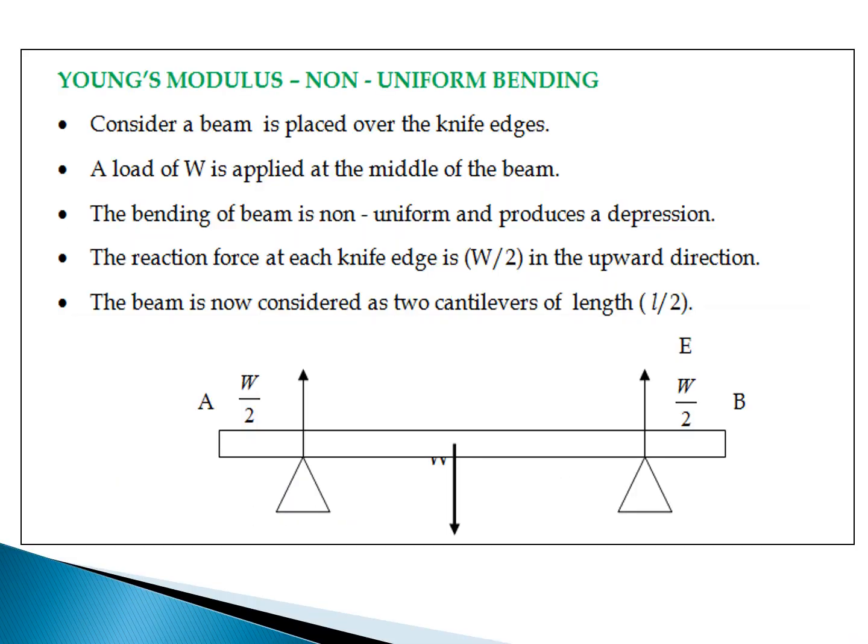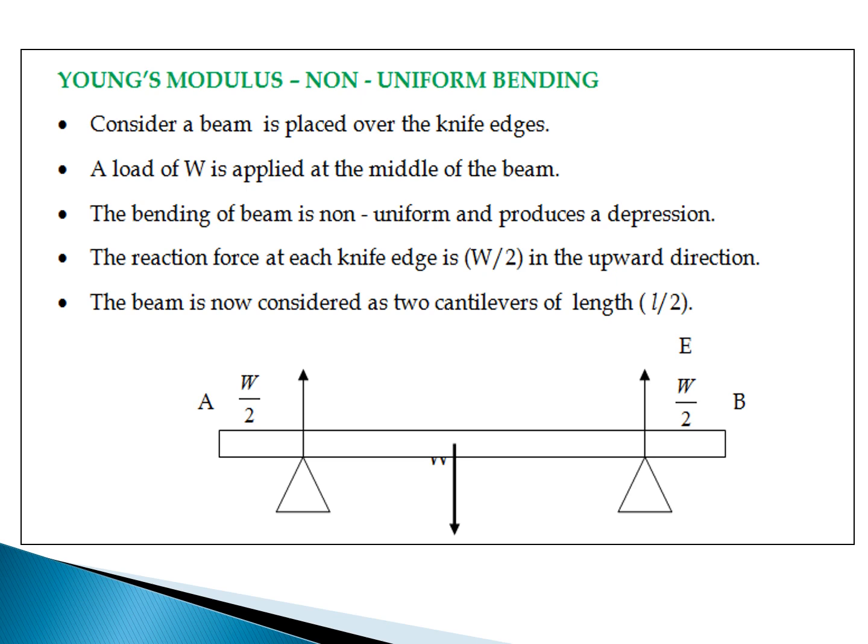In non-uniform bending method, the beam is kept on two knife edges separated by a particular distance and weight is added at the center of the beam. So the beam will undergo depression, it will bend in the shape of the letter U. So this is called as non-uniform bending method.